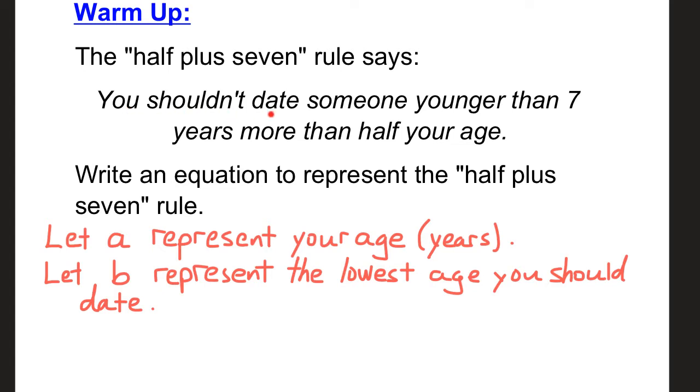So it says you shouldn't date someone younger than 7 years more than half your age. Well, half your age is A over 2. And the person shouldn't be younger than 7 years more than that. Like this. So the age of the person you are to date shouldn't be less than half your age plus 7. So you can feel free to calculate the age for you.